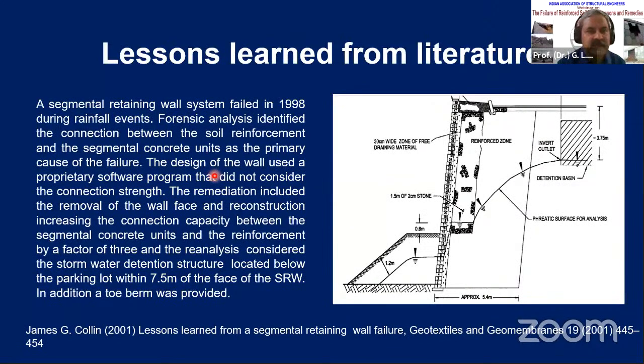So there is a typical failure that we also see in India: a segmental retaining wall, and again, during rain, it failed. And so all the facing and the elements have come out. It's a paper in Geotextiles and Geomembranes. The point he was trying to make was that after the forensic analysis, the design of the wall used a proprietary software program, which did not consider connection strength. It assumes that the connection strength is equal to the tensile strength or whatever.